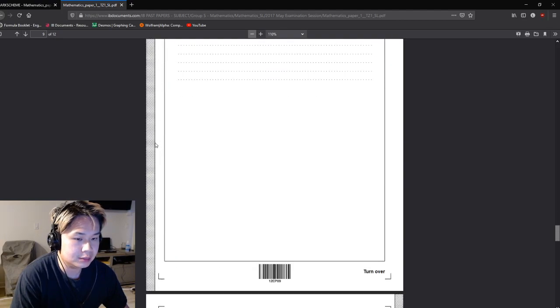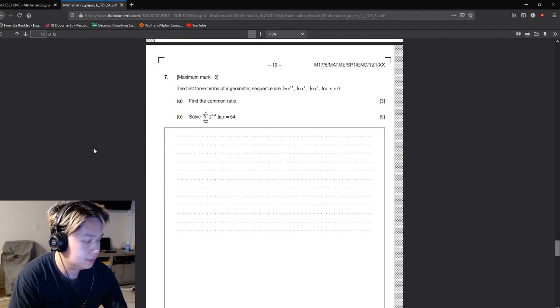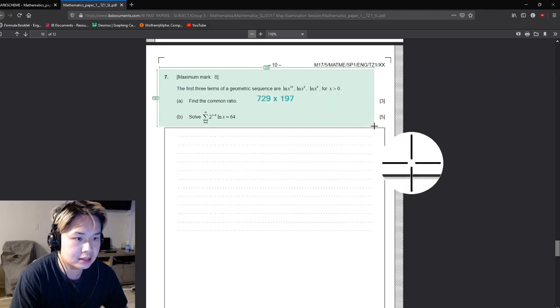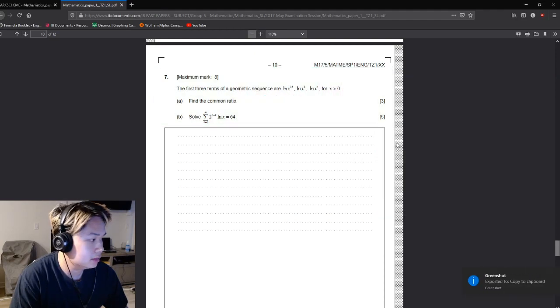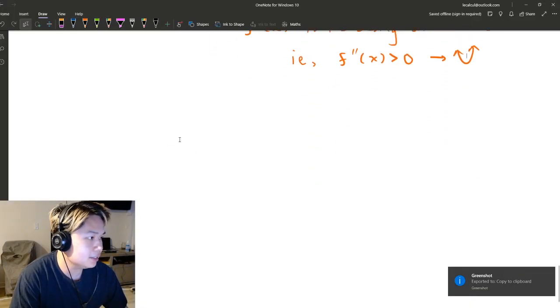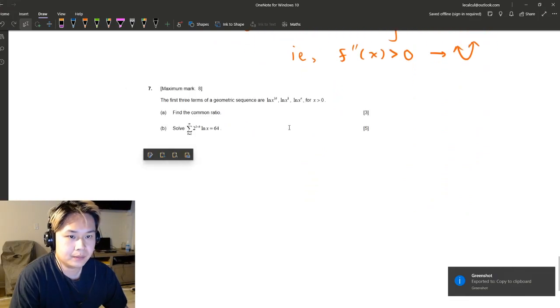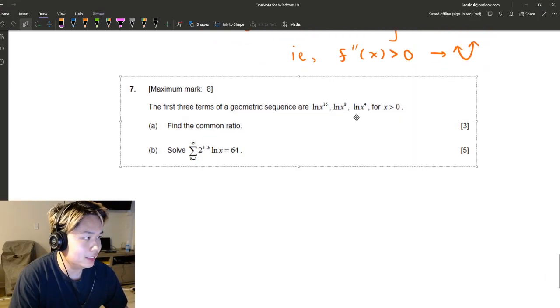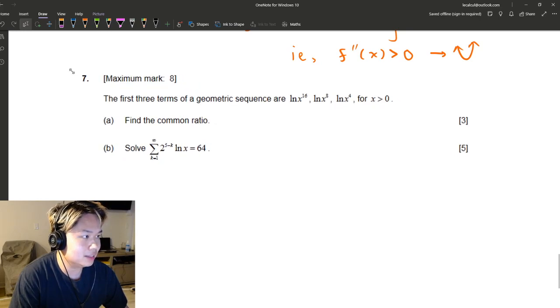And then we move on to geometric sequences and series. For my class, when was that? Back in September? It's been a while. Oh, and look at this. It's geometric sequence and series with natural log.